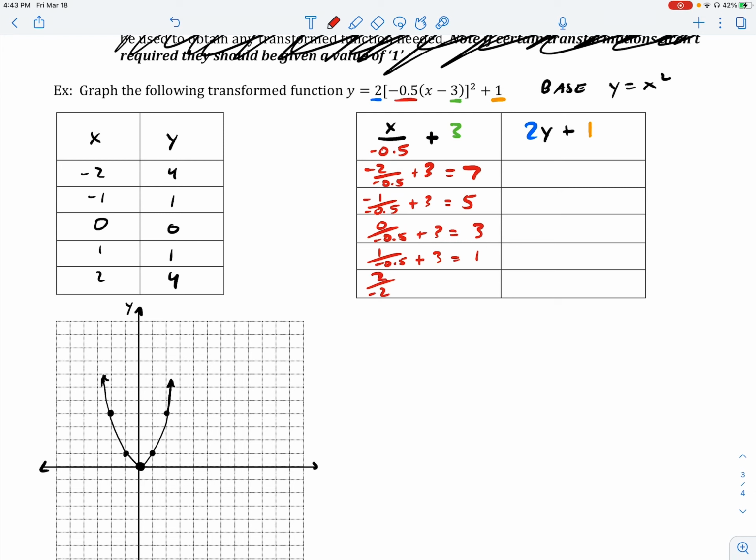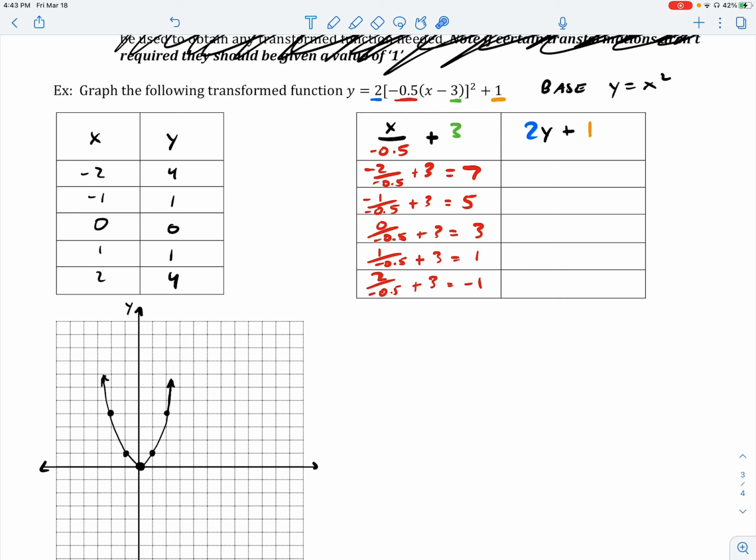2 divided by negative a half is negative 4. Negative 4 plus 3 is negative 1. Okay, I can see a nice pattern to these. They're all going down by 2, so that kind of shows me that I didn't make any mistakes. If all of a sudden you see one of these really different, you might want to just double check what's going on.